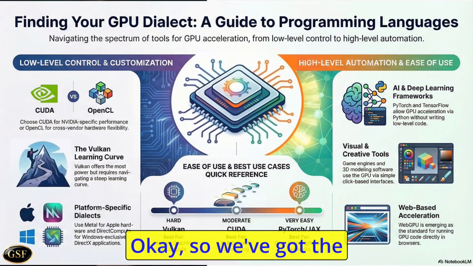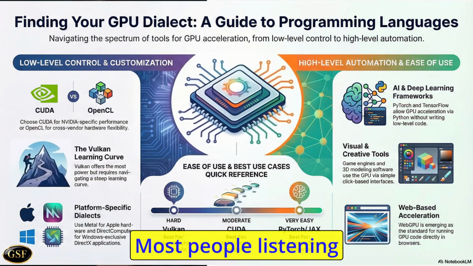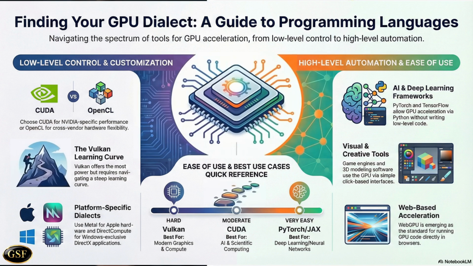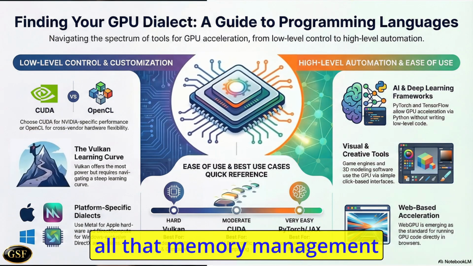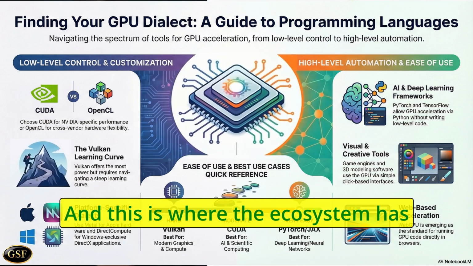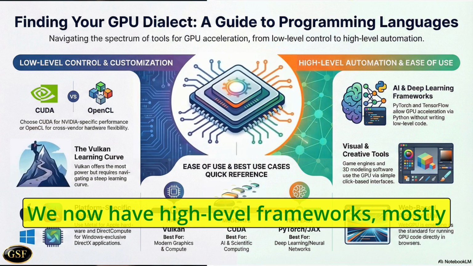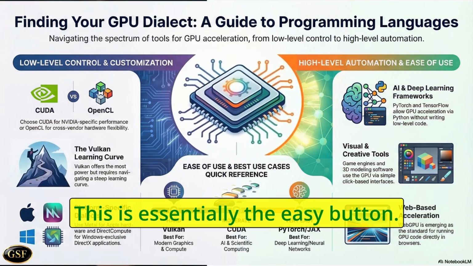Okay, so we've got the heavy-duty C-style languages, but let's be real. Most people listening aren't looking to write C++. They just want to solve a problem. Is there a way to use this power without getting bogged down in all that memory management stuff? Absolutely. And this is where the ecosystem has matured just beautifully. We now have high-level frameworks, mostly in Python, that handle all that translation for you. This is essentially the easy button.